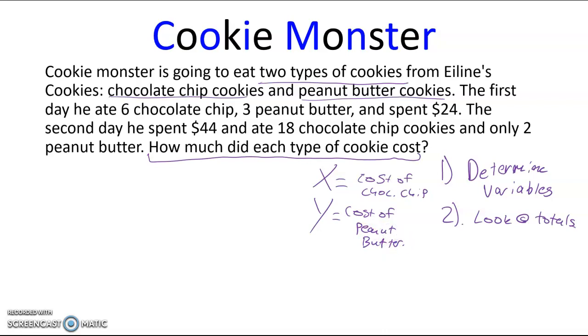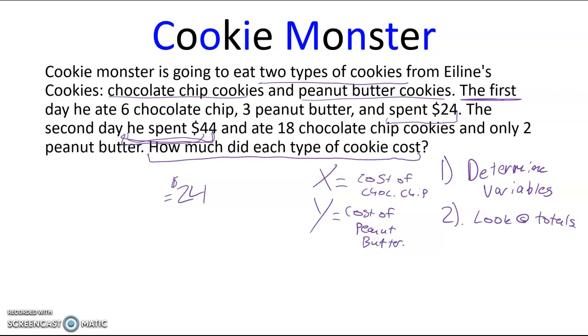So now, after I determine my variables, let's look at my totals here. This one's a differently worded problem, but it essentially says that the first day he spends $24, and the second day he spent $44. So let's start with the 24, all right? He ate 6 chocolate chip cookies, and remember, the 24 is the amount of money he spent that day.